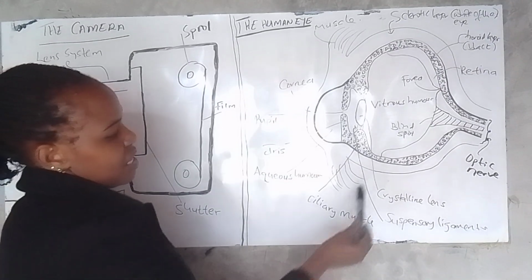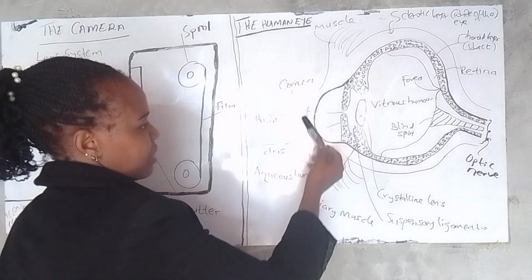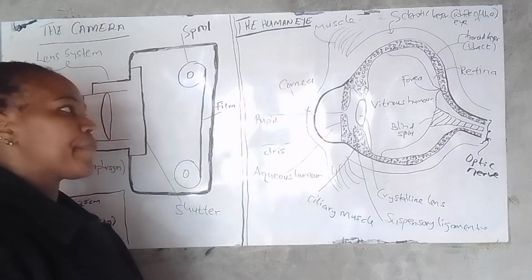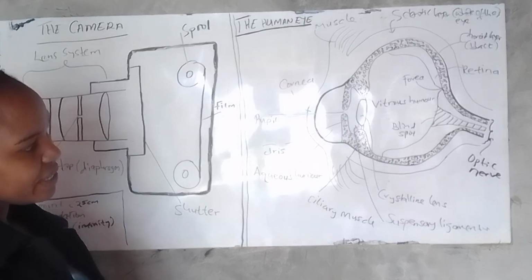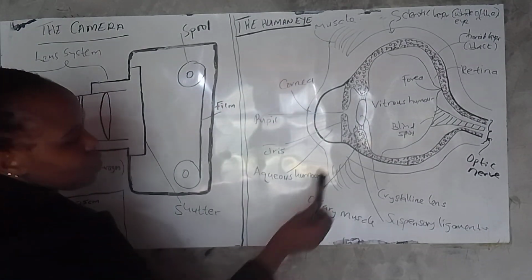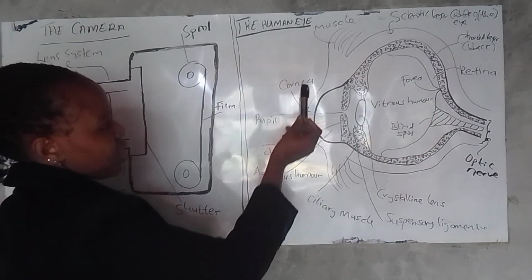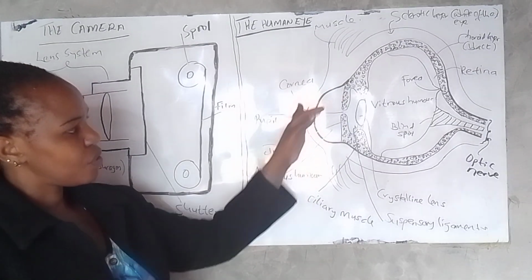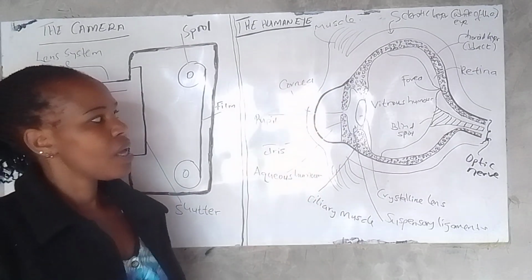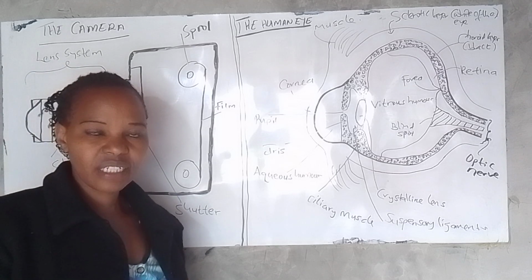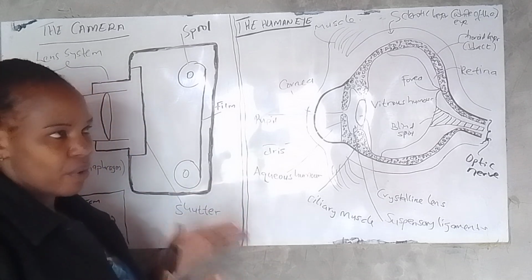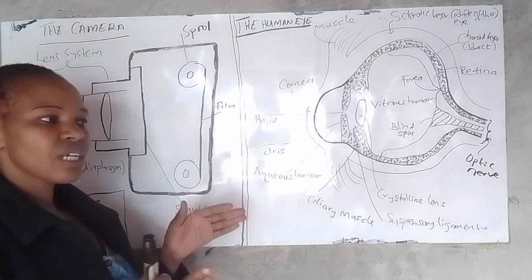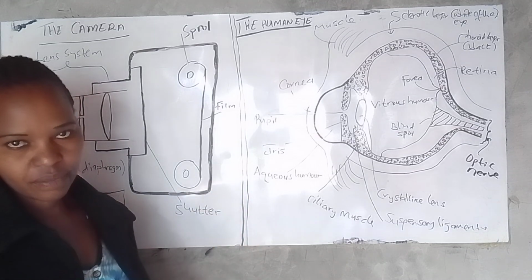Not only that, the front of the sclerotic layer is transparent, and that front of the sclerotic layer is called the cornea. So the cornea is the front of that sclerotic layer. Now, why is the cornea very important? Now, it is the first point where the light coming from the object strikes.